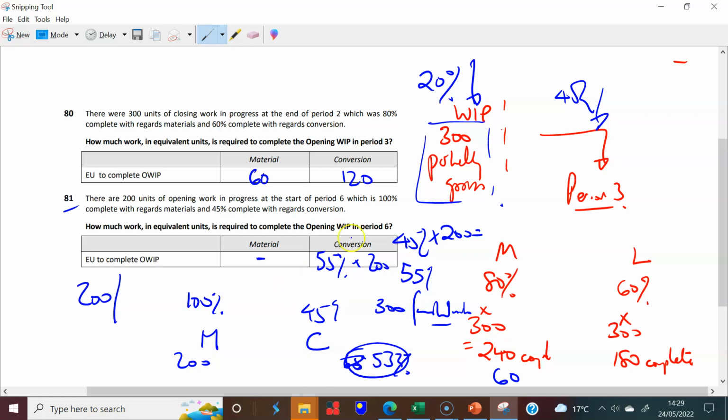We need 110 work to be done, the equivalent of 110 equivalent units, to complete the opening work in progress, right? That's because we can clearly see that we are 100% complete for materials and 45% complete for conversion, so we're outstanding 55%, right? And that's how we look at the completion of that work. Okay, great. So that's 80 and 81, if you like, that we're doing.